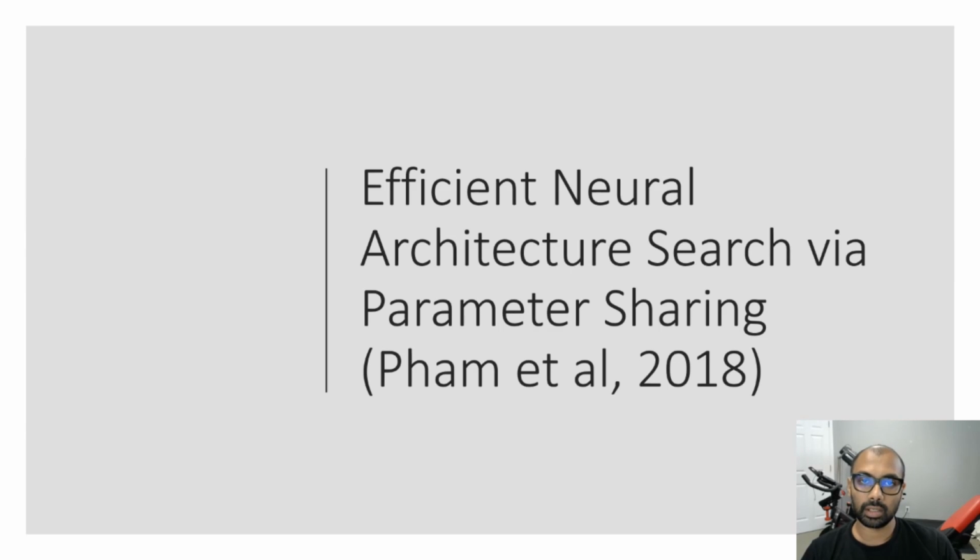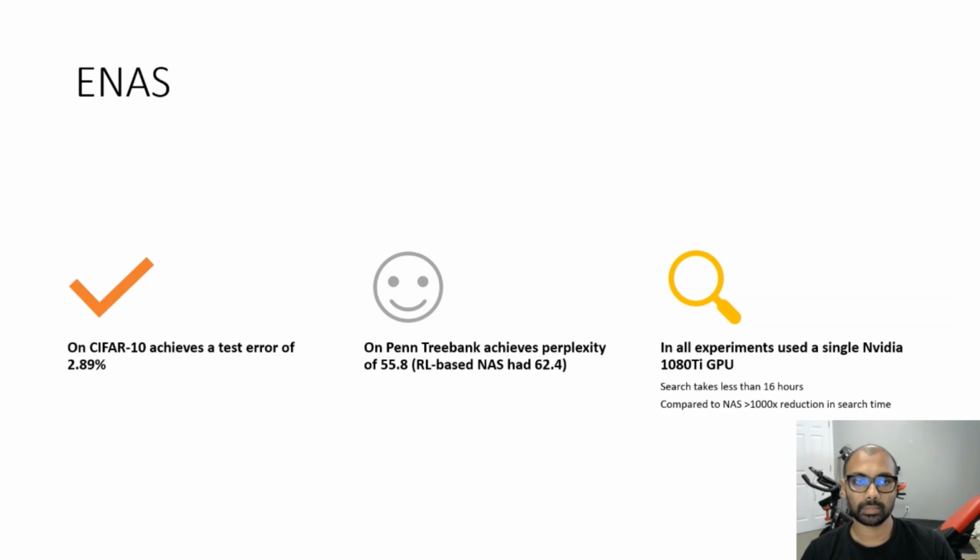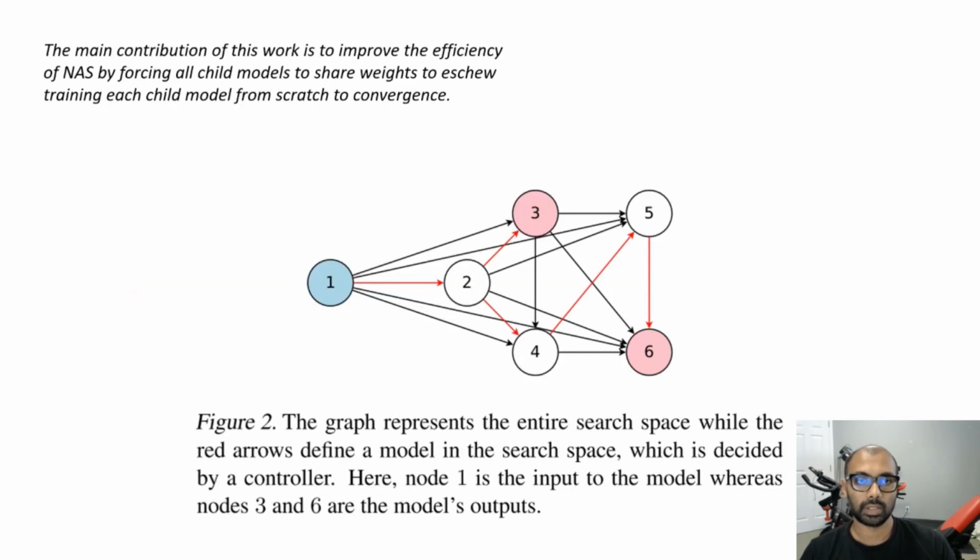This next paper cut down the search time from thousands of GPU hours to a single GPU day, far more practical. On both CIFAR10 and Penn Treebank, ENAS achieved good performance while using orders of magnitude less search time. The trick that might appear barbaric at first glance is to use weight sharing amongst all the candidate architectures.